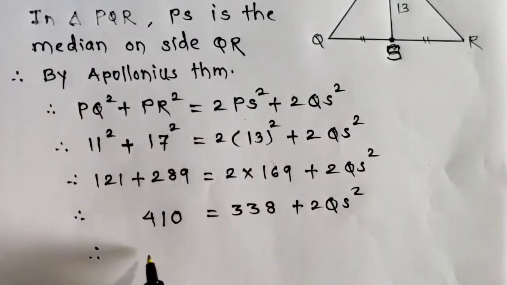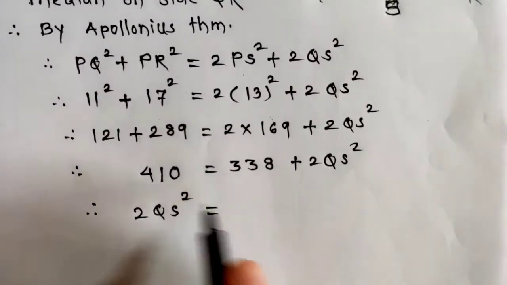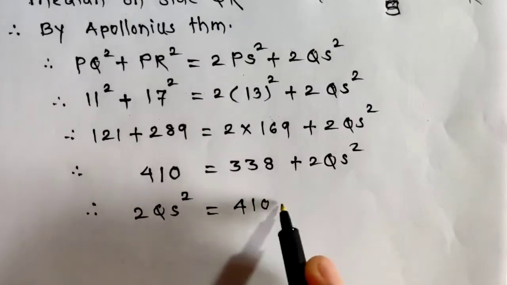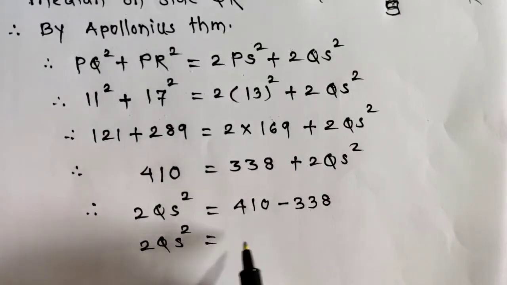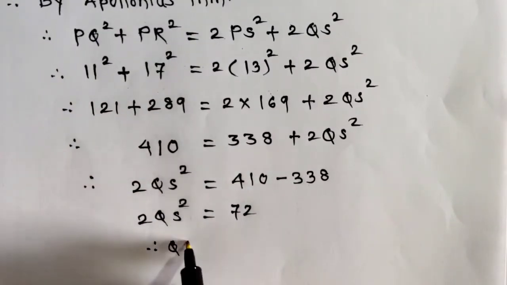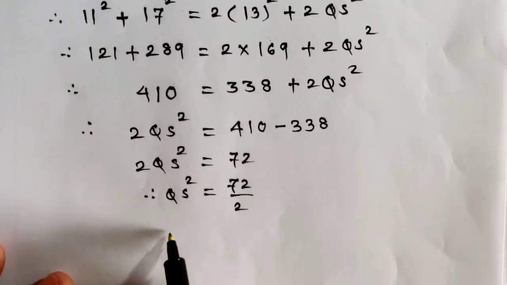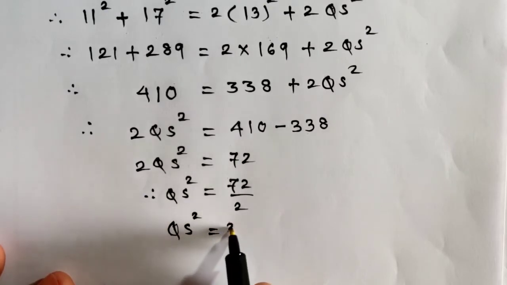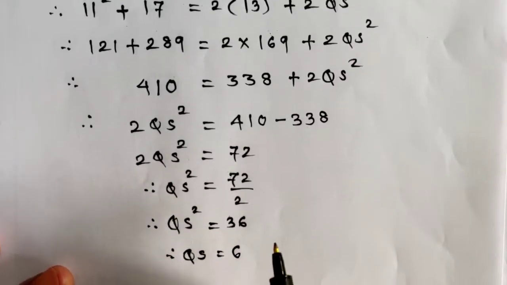Therefore this 2QS square is equal to this 410 minus this 338. So if we subtract, we get 2QS square is equal to 72, and therefore QS square is equal to 72 divided by this 2. We get QS square is equal to 36, and therefore QS is equal to 6. So we get the value of QS.